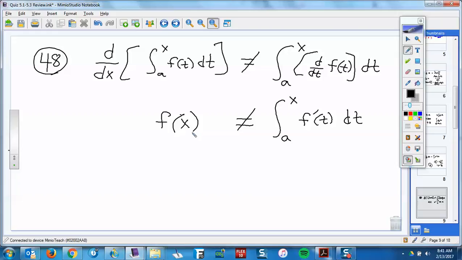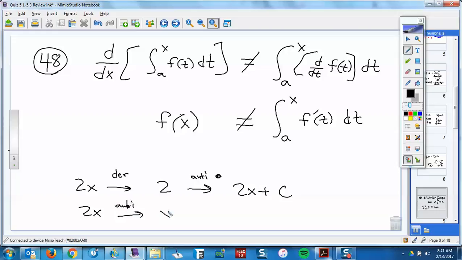Well, let's think about it. If you do the antiderivative, you're going to add on a plus c. Then you're going to do the derivative. It gets rid of the c. So let's say we started with 2x. Let's start with 2x and we do the derivative. And we get what? 2. And now let's do the antiderivative. And what do you get? 2x plus c. Okay, now let's start with 2x again, but this time let's do the antiderivative first. What do you get? Now let's do the derivative. Do you get the same thing? No, because when you do the antiderivative last, there's what on it? A plus c. So they're not equal.